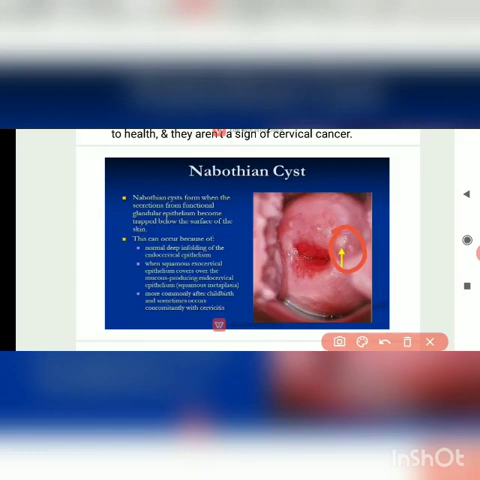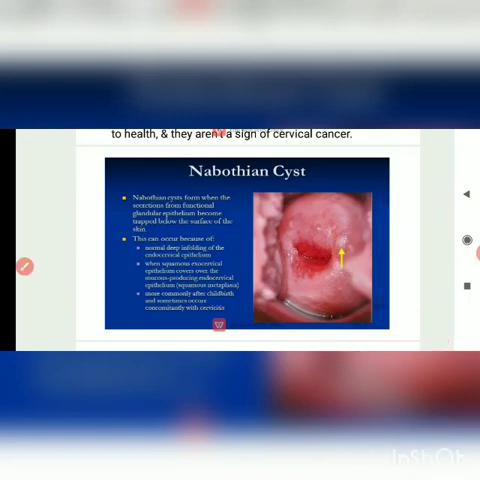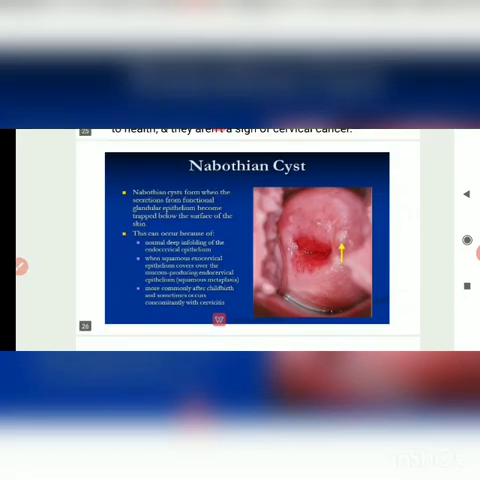Okay. So why does a Nabothian cyst occur? It occurs because the endocervical glands will be there. If the ducts of the endocervical glands are obstructed by some squamous epithelium, then it will cause a Nabothian cyst. And as a result, what will happen is retention of the secretions. Okay. So it is normally associated with ectopy. And ectopy is associated with infections, chronic infection. So mostly Nabothian cysts will be associated with infections. Okay.